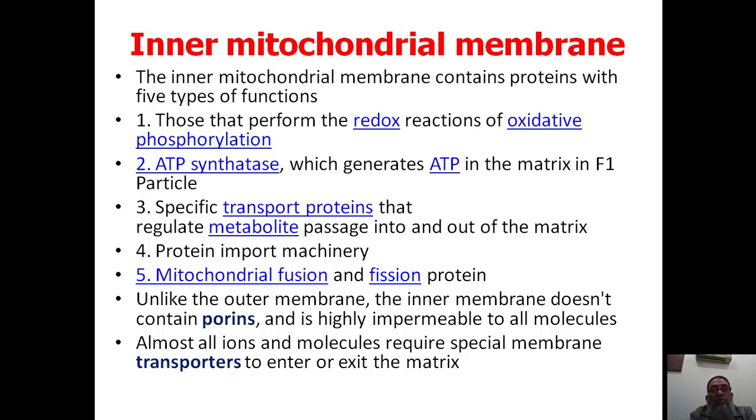These proteins are also located for the function of transportation of various molecules from inside to outside. Then fourth is the protein import machinery. The whole system for bringing in imported proteins is present within the inner mitochondrial membrane. Fifth, mitochondrial fusion and fission proteins. When mitochondria fuse or break down, the proteins concerned with fusion and fission are also located in the inner mitochondrial membrane.